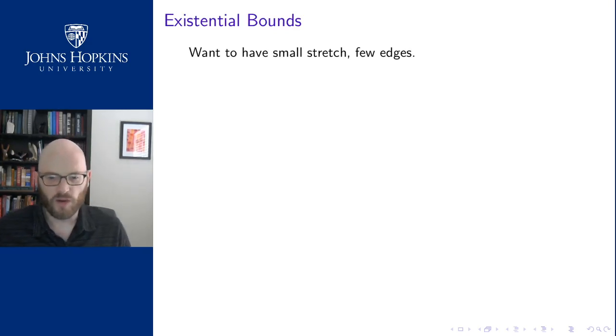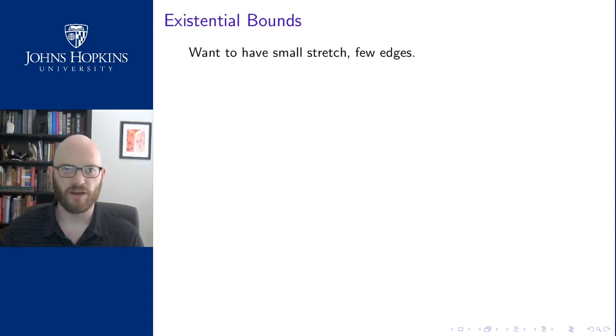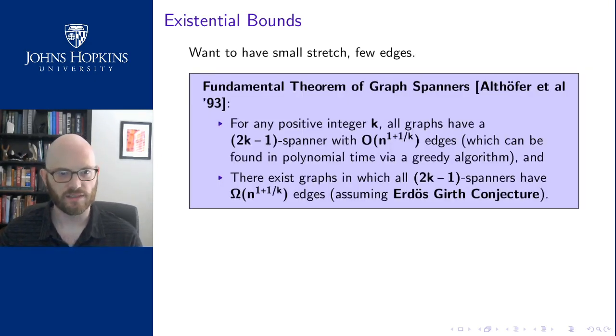So, what do we want when we do spanners? Kind of the most obvious things, we want to have small stretch and we want to have few edges. So this is kind of the fundamental theorem of graph spanners. I sometimes call this Theorem 0. This is due to Althofer, Das, Dobkin, Joseph, and Soares. And it kind of tells us exactly what this trade-off is.